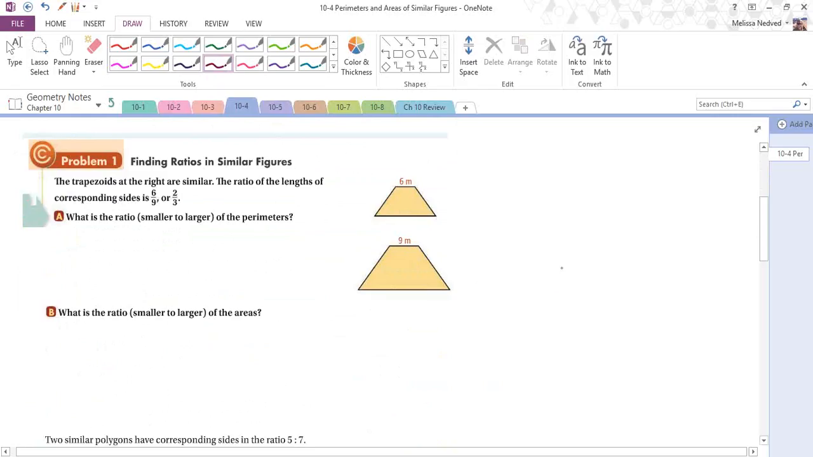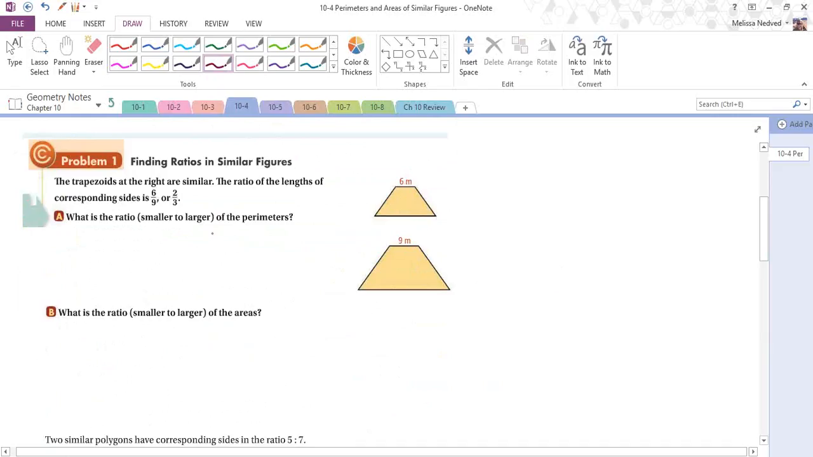It says the trapezoids at the right are similar. The ratio of the lengths of the corresponding sides is 6 over 9, and we can see that here. The top length on each trapezoid is 6 on the top and 9 on the bottom. And it says, or 2/3. So if we take 6/9 and we reduce it, we get 2/3.